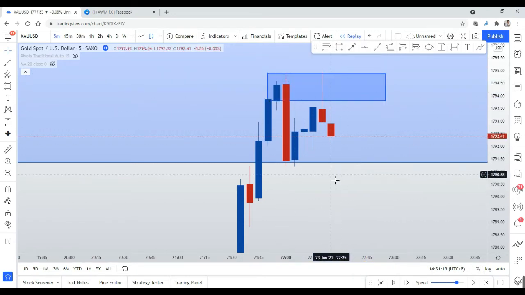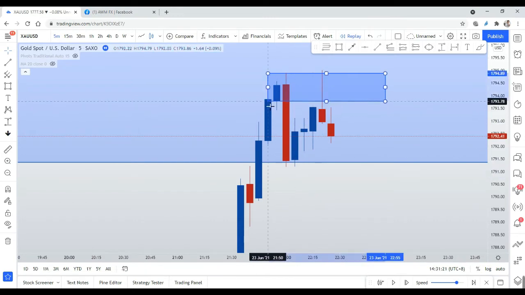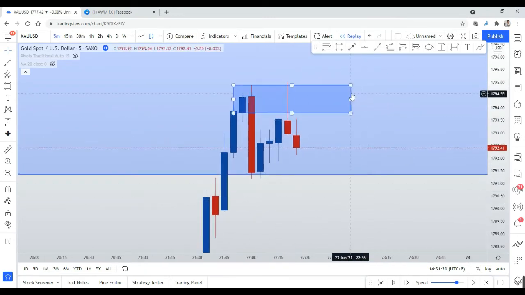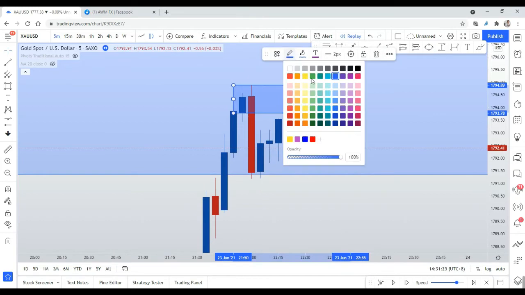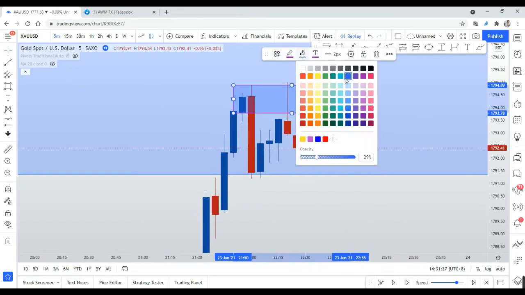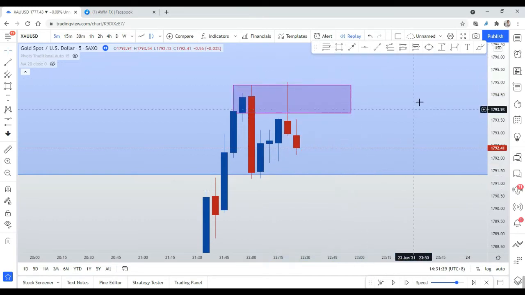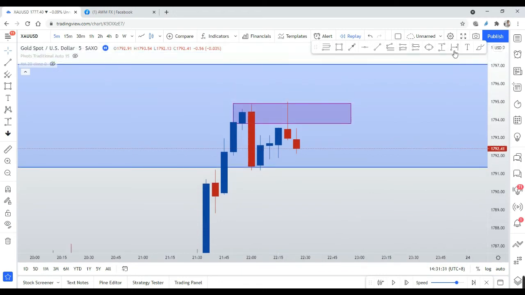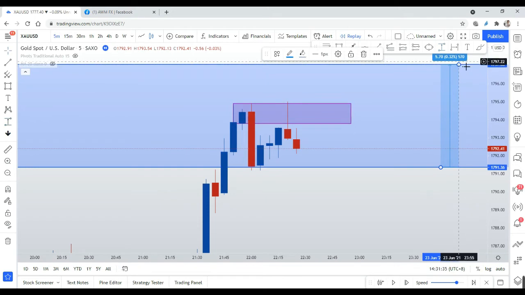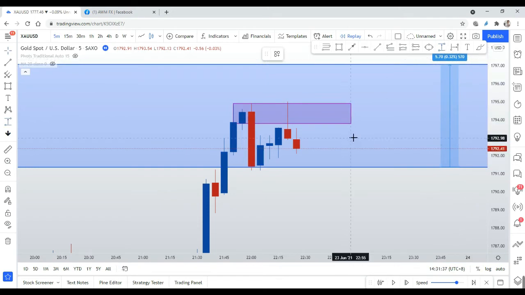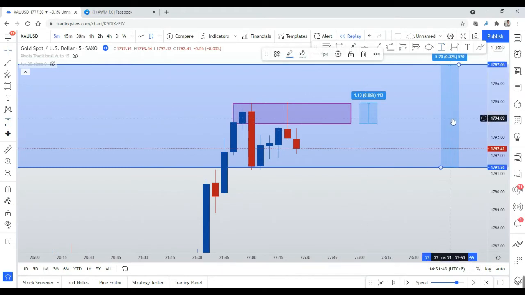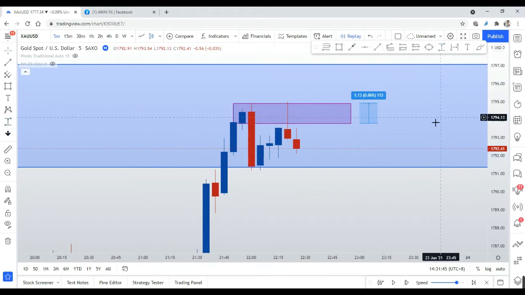Then I just made a pending order over here. If you compare, let's make the color different so that you can recognize it easily. If you look at it, my stop loss went from 57 pips to 11 pips. You see the difference: 57 and 11 pips.